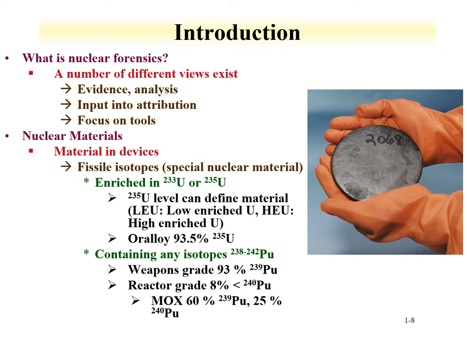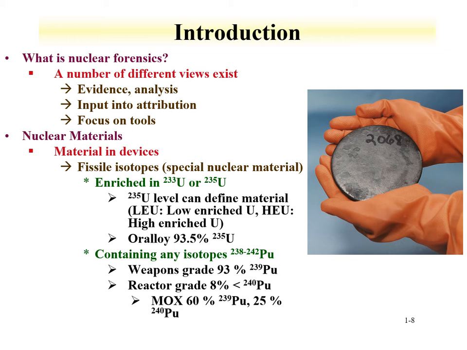And often nuclear forensics includes focusing on tools. So in other words, more analytical based evaluation of material, so one can derive these signatures that can then be used for attribution. So in other words, nuclear forensics is really part of a number of different methods for developing information to determine the sources of material.